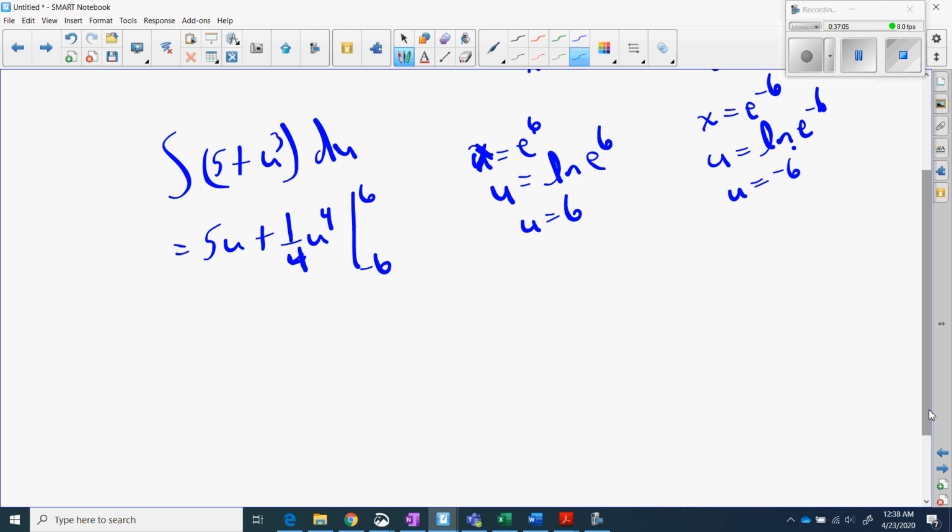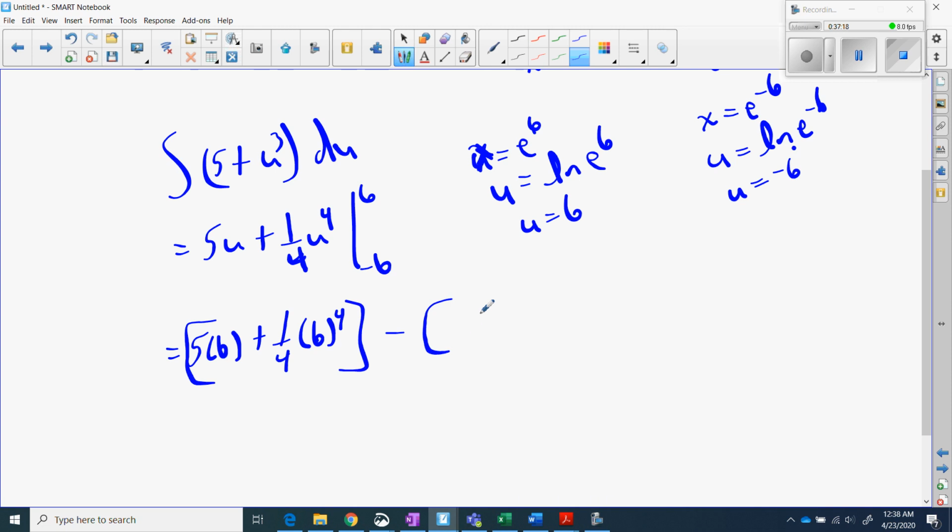Substitute your numbers. 5 times 6 plus 1/4, 6 to the fourth. There's your upper minus your lower. 5 times negative 6 plus 1/4, negative 6 to the fourth. Well, one good thing I can see here is that 1/4, 6 to the fourth, and 1/4, negative 6 to the fourth is going to be the same as 6 to the fourth. So this answer and this answer are going to be the same.